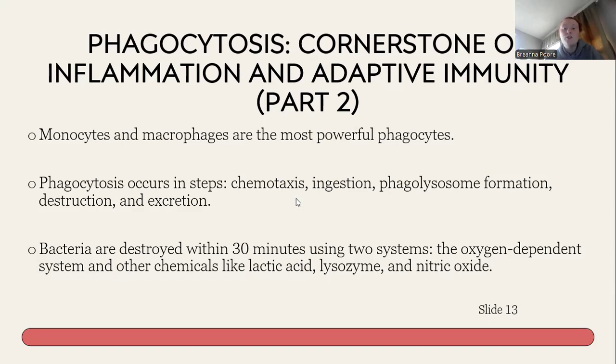Monocytes and macrophages are the most powerful phagocytes. Phagocytosis occurs in steps. Step 1, chemotaxis. Step 2, ingestion. Step 3, phagolysosome formation. And step 4, destruction. And lastly, step 5, excretion.